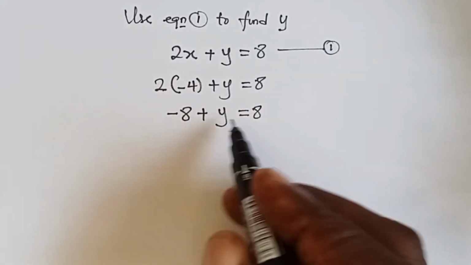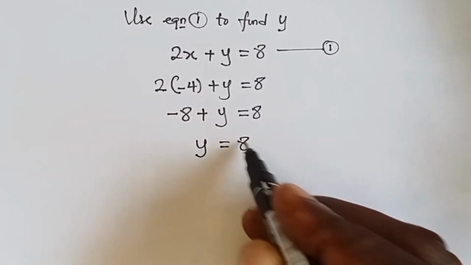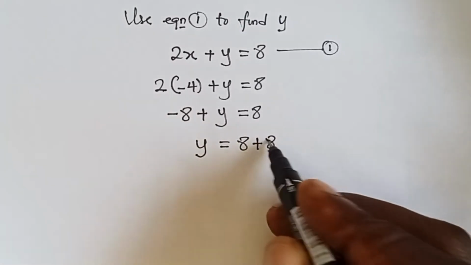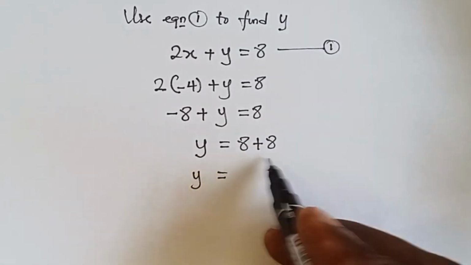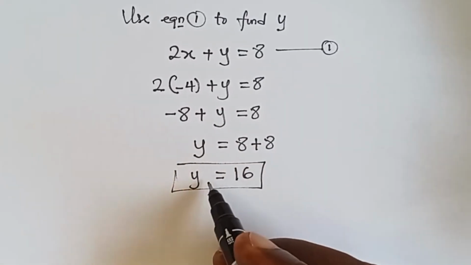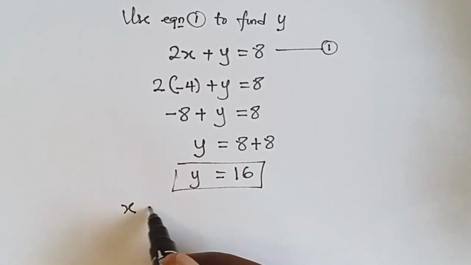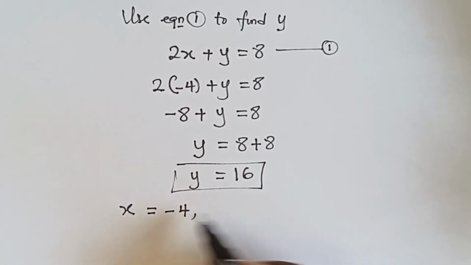Then we collect like terms. This is a constant, another constant. So y equals 8 plus 8. So 8 plus 8 gives 16. So it means y equals 16. Now let's see if our answers are actually correct.